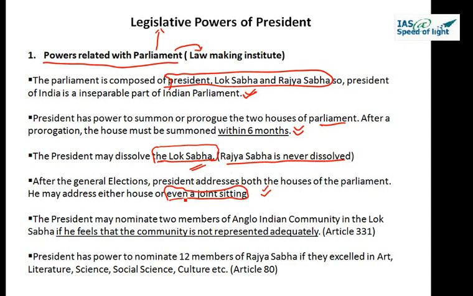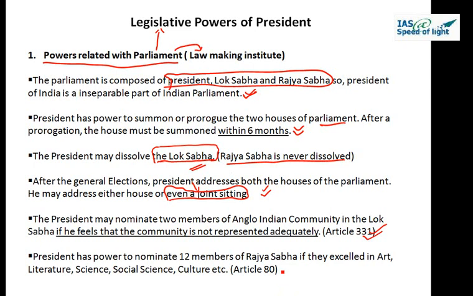We will see what is the meaning of joint sittings of Parliament and for what purposes these joint sittings are called. So the President can call for a joint sitting of the Parliaments. The President may nominate 2 members of the Anglo-Indian community in the Lok Sabha if he feels that the community is not represented adequately, which is given in Article number 331.